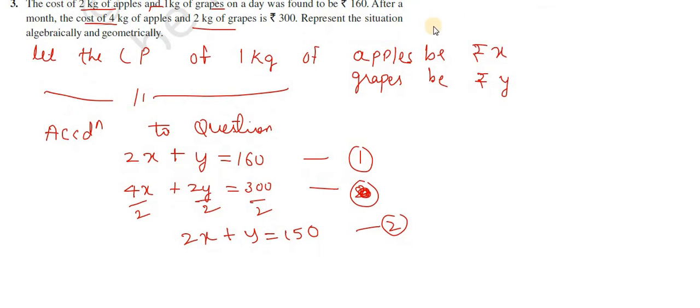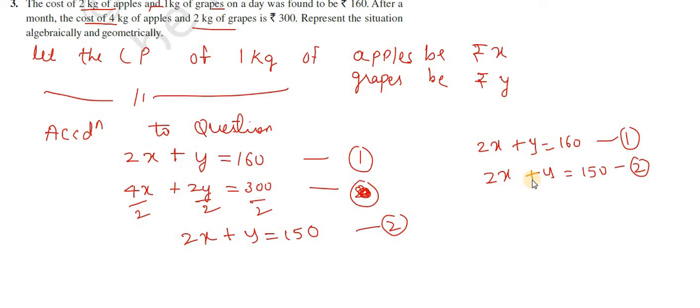Okay, so now we got the two equations. One equation is 2x plus y is equal to 60. Call this equation 1. Already I wrote it here, so I'm writing it neatly. 2x plus y is equal to 150. Call this equation 2.